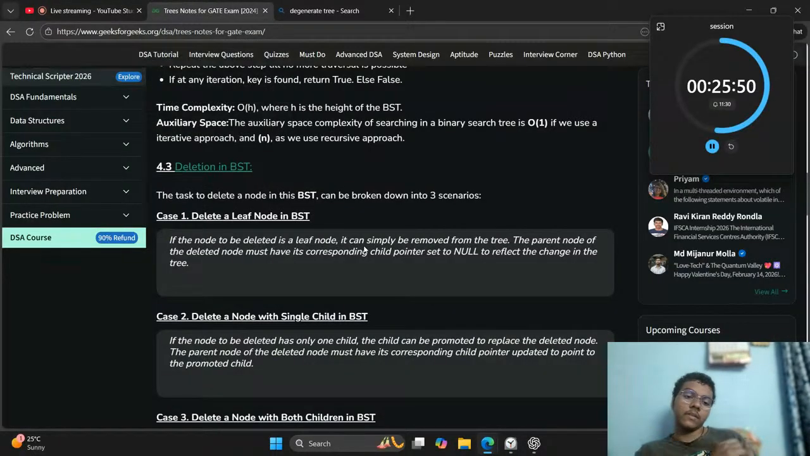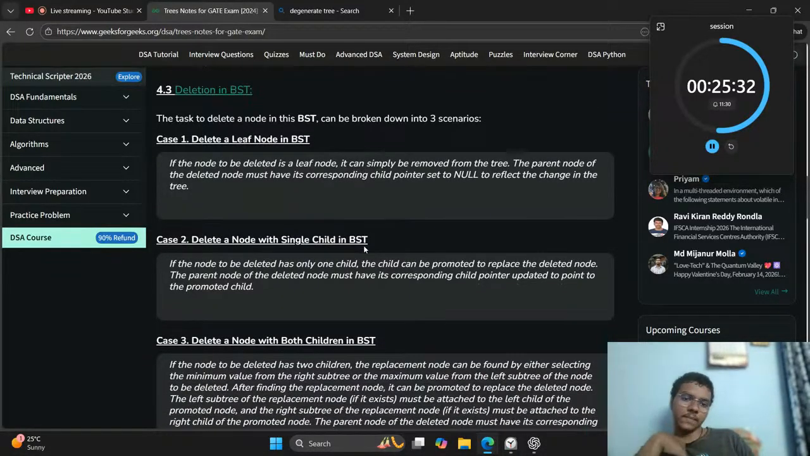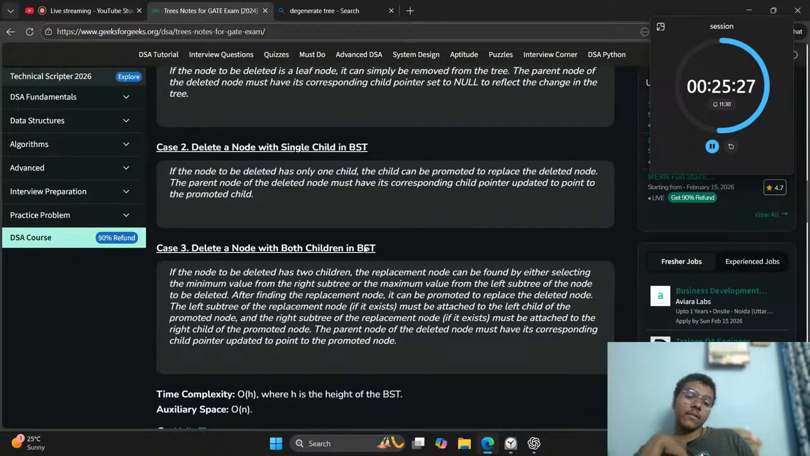The task of deleting a node in the BST can be broken down into three scenarios. Delete a leaf node in a BST. If the node to be deleted is a leaf node, it can simply be removed from the tree. The parent node of the deleted node must have its corresponding child pointer set to null to reflect the change in the tree. Deleting a node with a single child in a BST. If a node to be deleted has only one child, the child can be promoted to replace the deleted node. The parent node of the deleted node must have its corresponding child pointer updated to point to the promoted child.